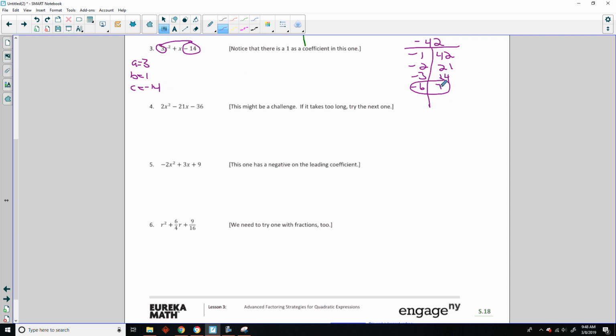Now I'm going to write x minus 6 times x plus 7. I've multiplied by 3, so I have to divide that by 3, and I have to divide that by 3. If it is divisible, then I divide it. If it is not, the denominator becomes my coefficient. And my answer is x minus 2, 3x plus 7. Okay.